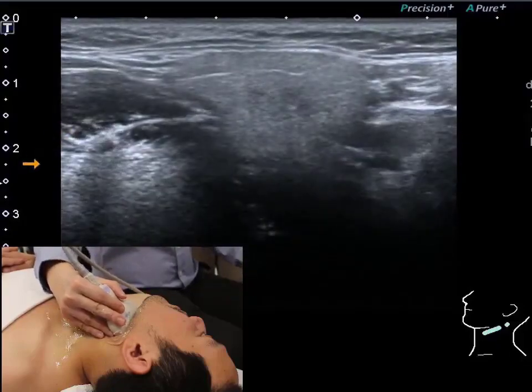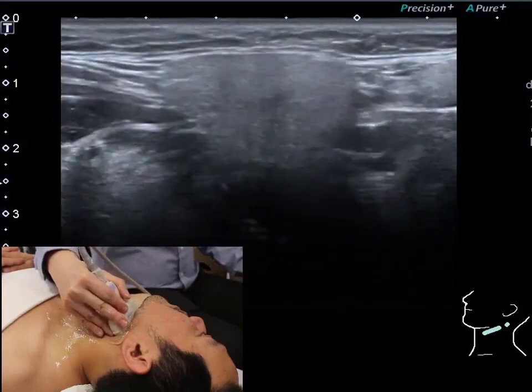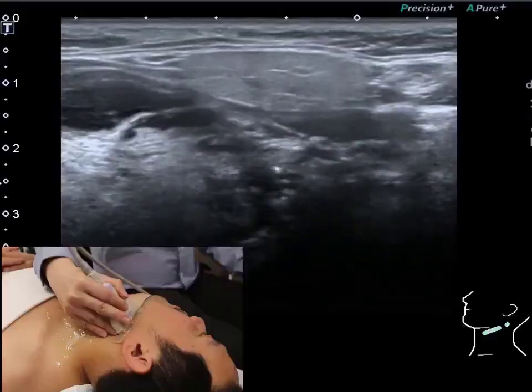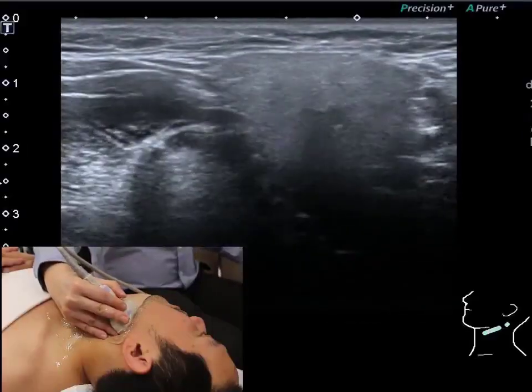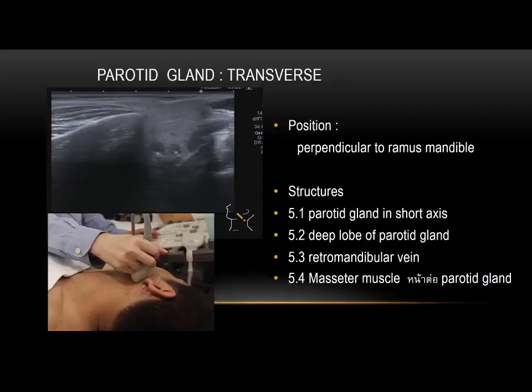So we just tilt up and down, and next we're going to demonstrate the connection between the anterior belly and posterior belly of digastric like this. If you tilt down, you're going to see the connection like this, to demonstrate the anterior and posterior belly of digastric. Okay, next we're going to do parotid gland scanning.